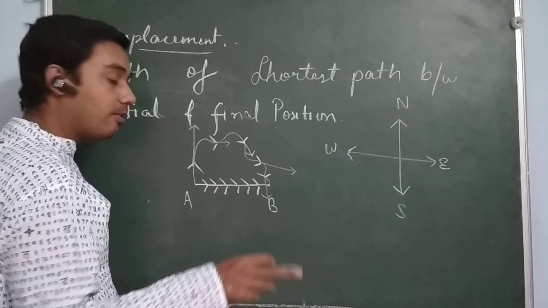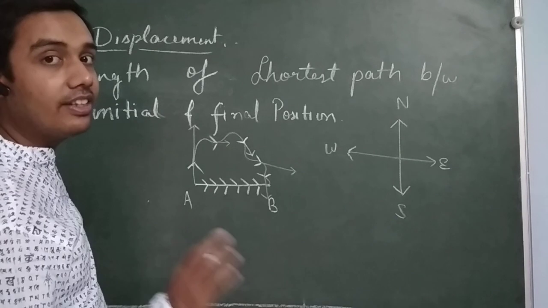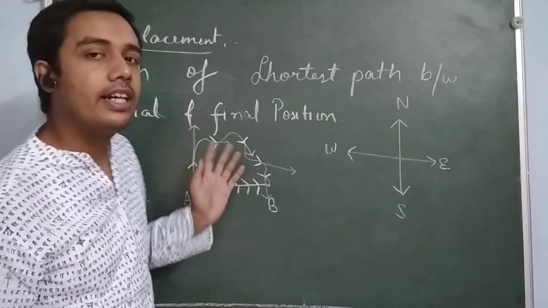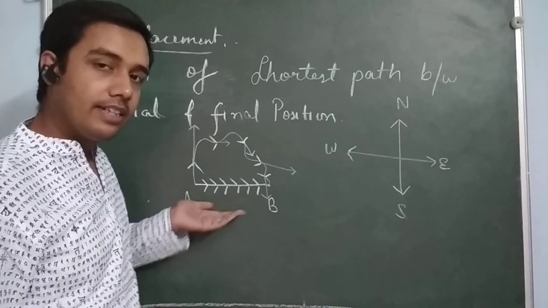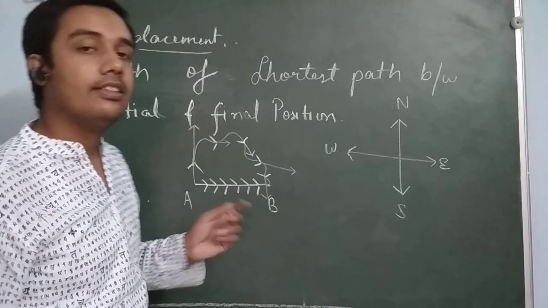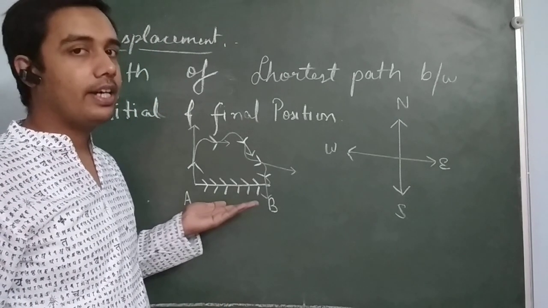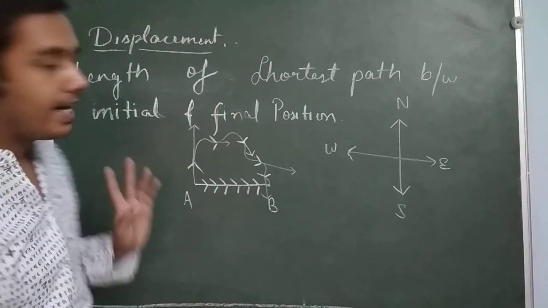Displacement is a vector quantity. Why? Because it has a constant direction. The direction never changes. Whereas in case of distance, the direction was constantly changing. So displacement is a vector quantity. Distance is a scalar quantity. Vector quantity matlab it has both magnitude and direction. Scalar means it has magnitude but no direction.